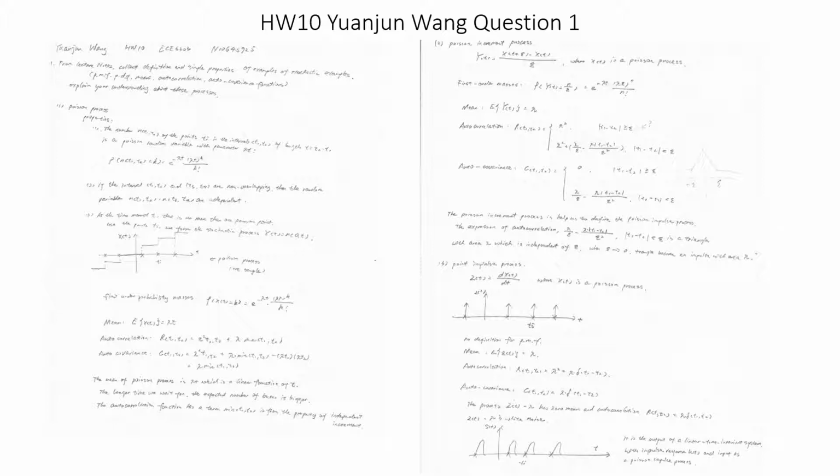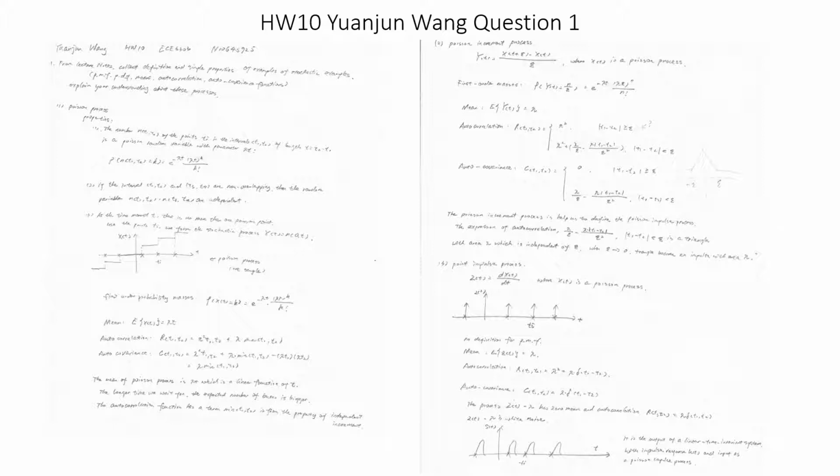The autocorrelation is going to be equal to lambda squared plus lambda times the impulse function of t1 minus t2, and then the autocovariance is going to be equal to lambda times the impulse of t1 minus t2. So we can see that the Poisson impulse process has zero mean and autocorrelation equal to lambda times the impulse of t1 minus t2.